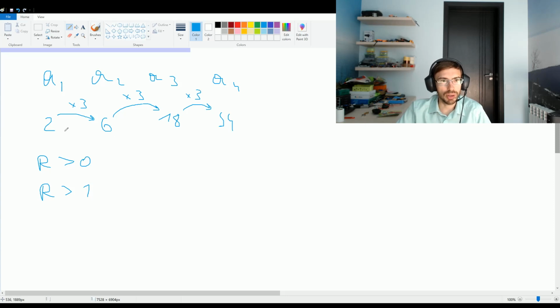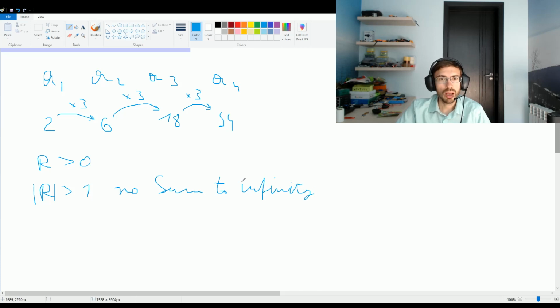For example, we can see here that r is 3, which is bigger than 1. So it will be 2, 6, 18, 54, and so on. Each member will be 3 times bigger than the previous, and obviously the member which stands at place number infinity will be infinity itself. So in case the modulus of r is bigger than 1, there is no sum to infinity.